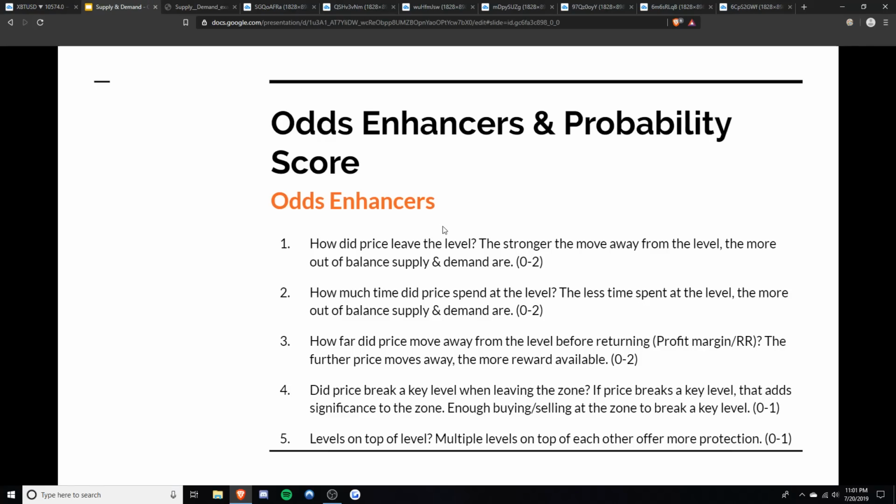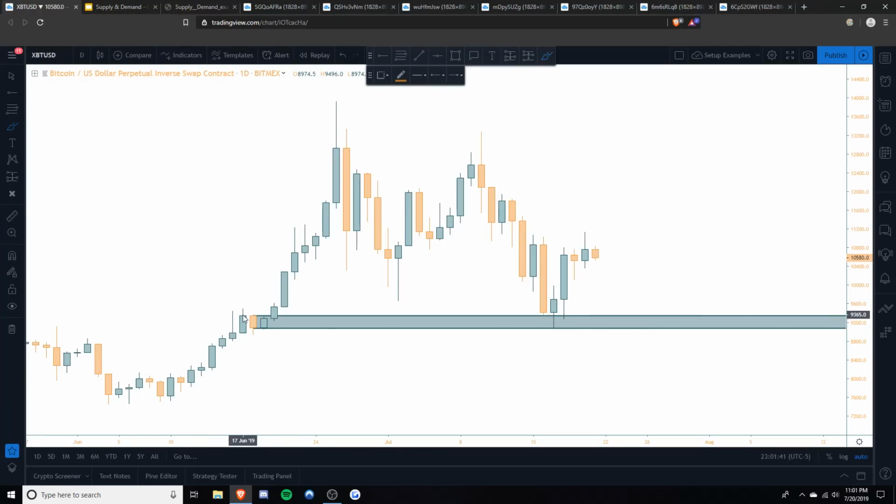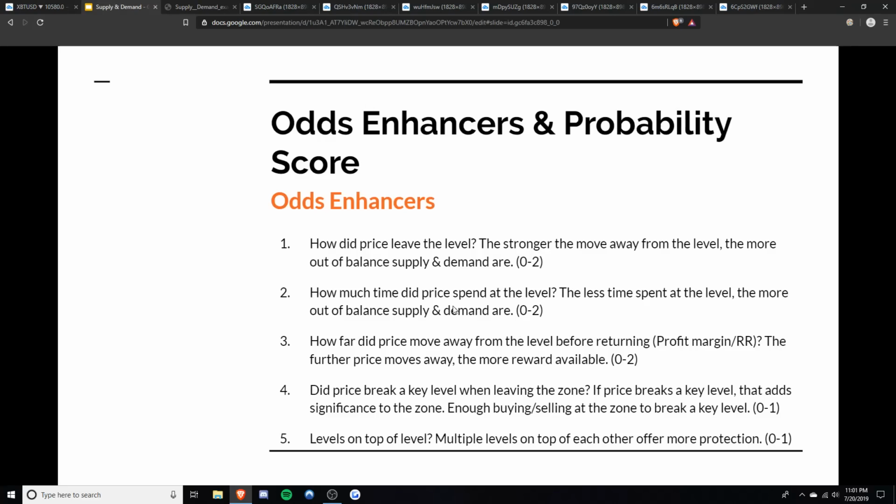So how much time did price spend at the level? The less time spent at the level, the more out of balance supply and demand are. How long did it stay at this level, guys? Not very long. You can see we had an up move, right? The first down day, first consolidation candle, then we went higher. So I'd give that a 2 as well. We did not stay there very long at all. So far we're at a 4.